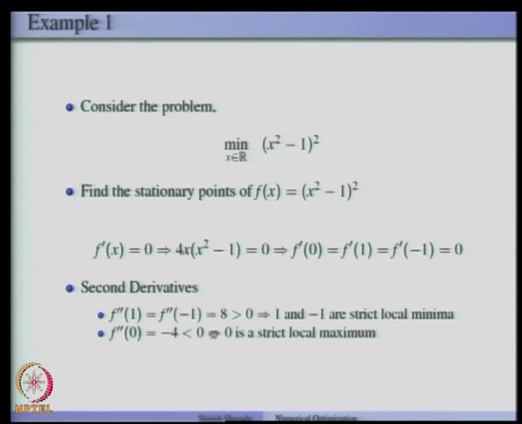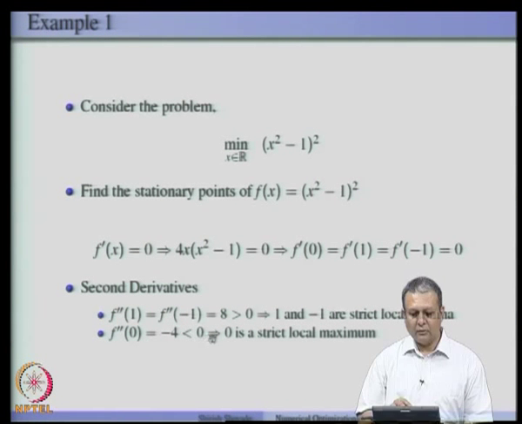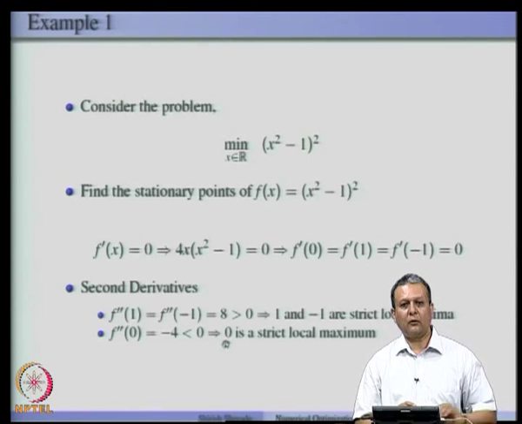And along similar lines one can say that f2 dash at 0, which is minus 4 and less than 0, implies that 0 is a strict local maximum, because the second derivative is negative, the first derivative is 0, and 2 is an even positive integer. So, 0 is a strict local maximum.